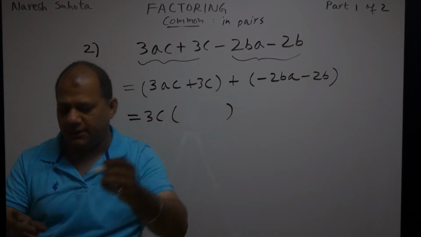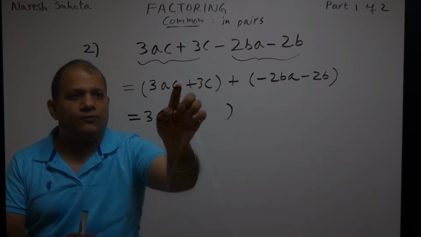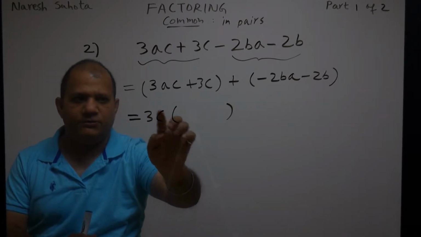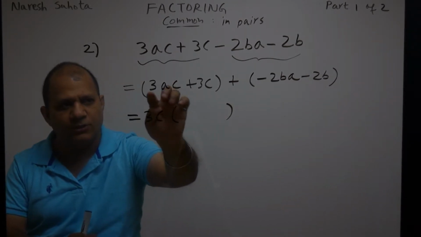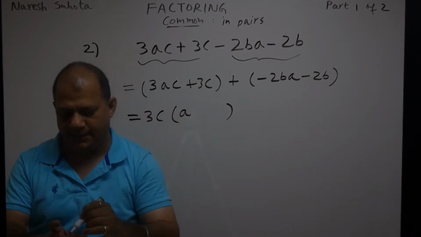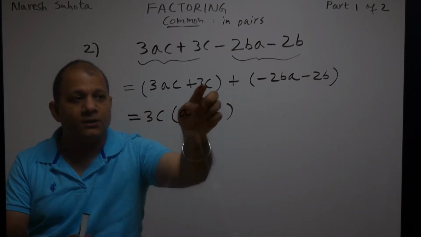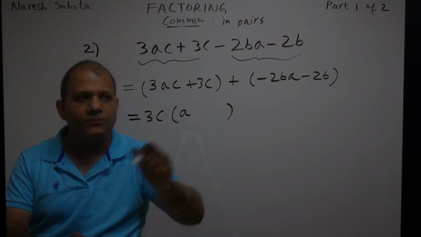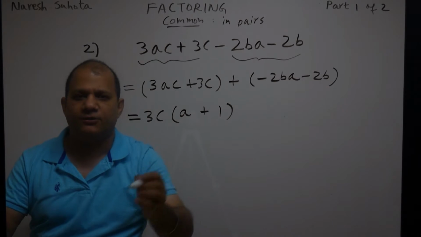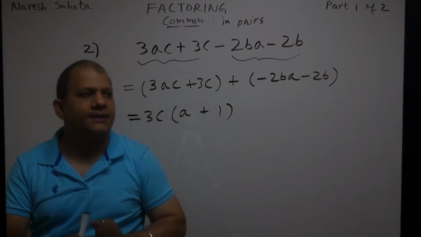And in this case, the exponent happens to be 1 on both variables. Okay, so from 3ac we pulled out a factor of 3c, so what's the other factor? So 3c times what factor will give me 3ac? That's another way of looking at it, and that factor is a, right? So you can multiply it out, so 3c times a is 3ac. So the second term, from 3c we pulled out the factor of 3c, we're left with a factor of 1, right? So now let's move on to the second bracket.